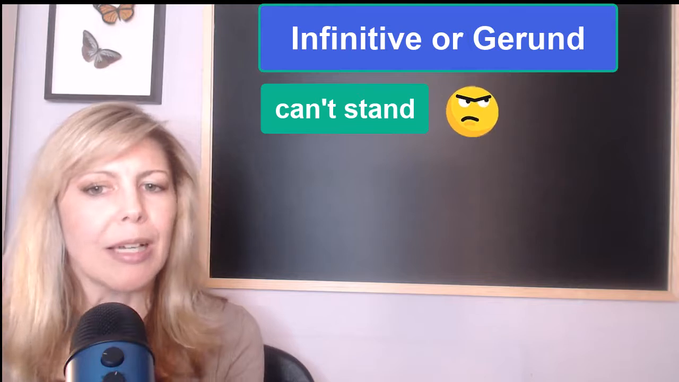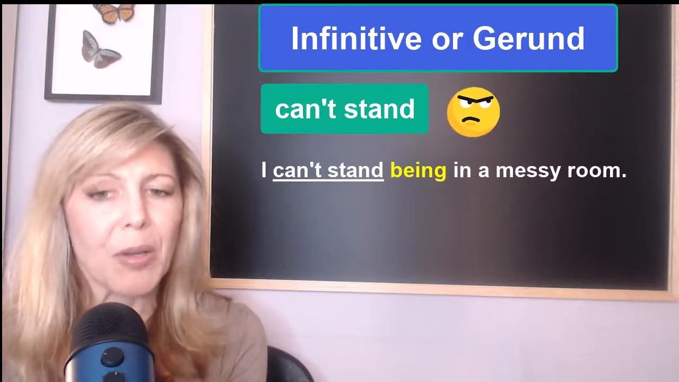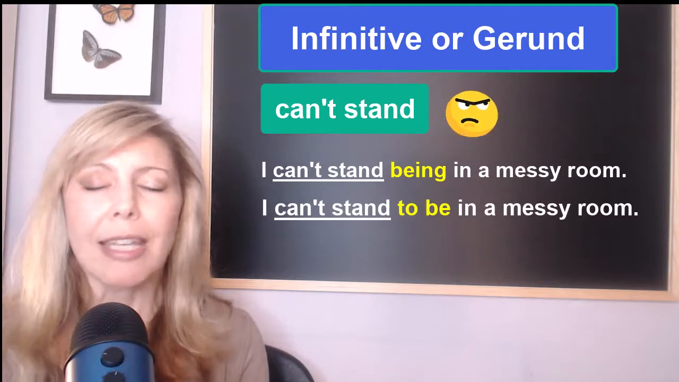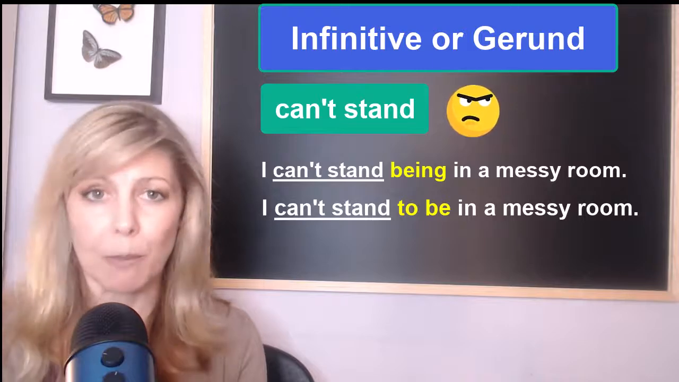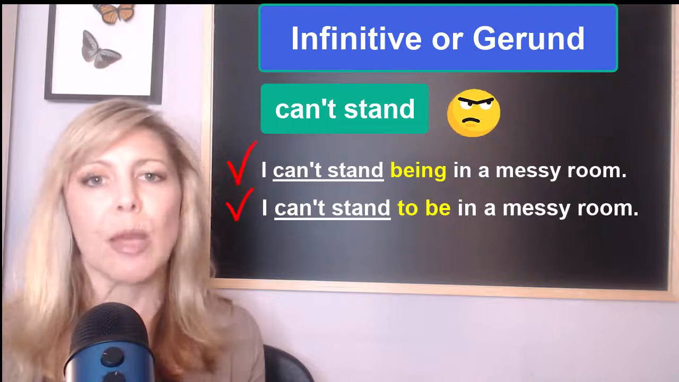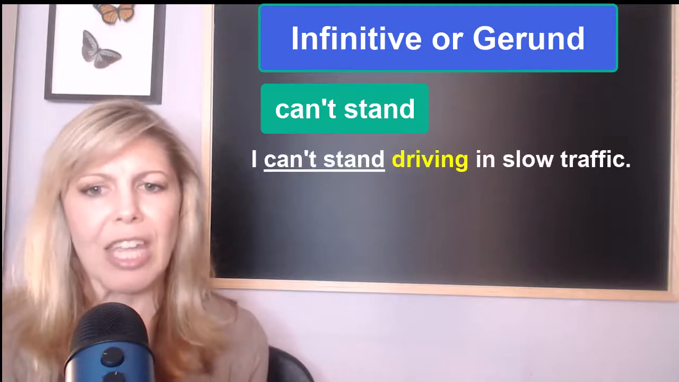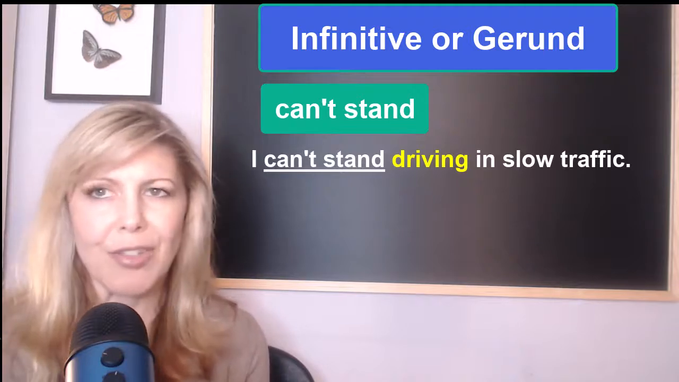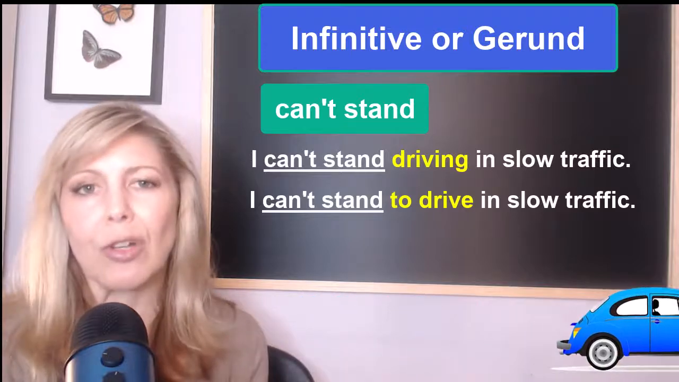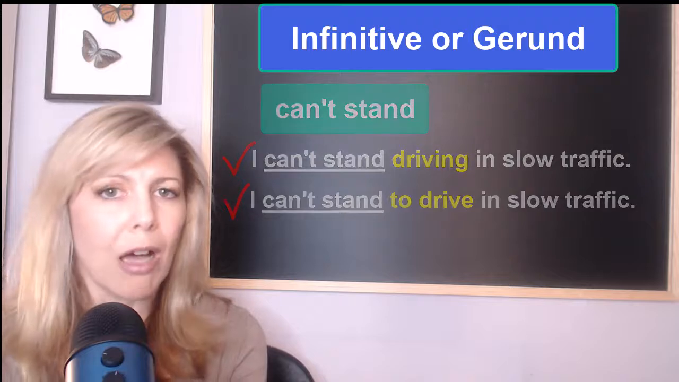For example, I can't stand being in a messy room. So being is the gerund. You can also say I can't stand to be in a messy room, and that's the infinitive, to be. Both are acceptable, both are correct. What else can you say? You can say I can't stand driving in slow traffic. I can't stand to drive in slow traffic. Both are correct.